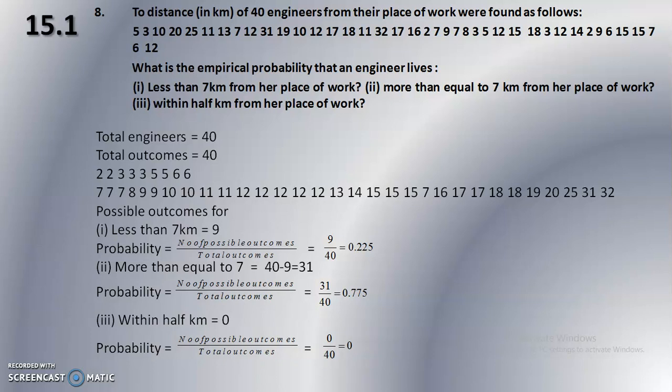So probability equals number of possible outcomes divided by total outcomes equals 31 divided by 40 equals 0.775. And the third question, within half a kilometer equals 0 because there is no number like that. So probability equals number of possible outcomes divided by total outcomes equals 0 divided by 40 equals 0. Got it? If you have any doubt about it, you can ask me in the comment section.